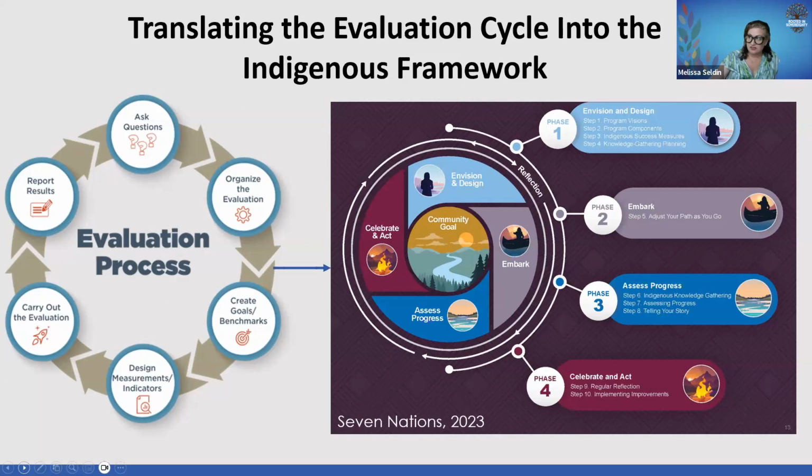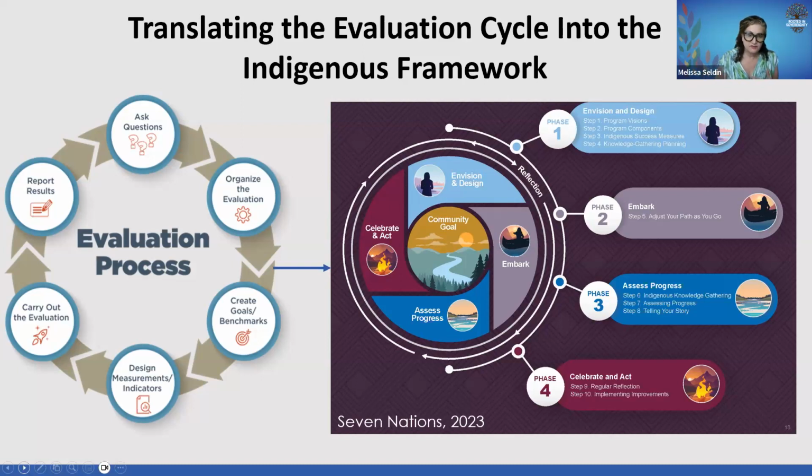So as you can see, we took the cycle that we had looked at before, asking questions, organizing the evaluation. 7 Nations translated that into the Indigenous Evaluation Framework, where phase 1, instead of asking questions and organizing the evaluation, is envision and change. This may include having a tribal visioning session, or it may include developing success measures that are important to the community and not just important to the people who are giving the program.